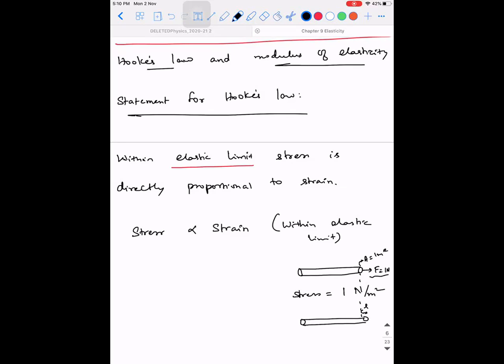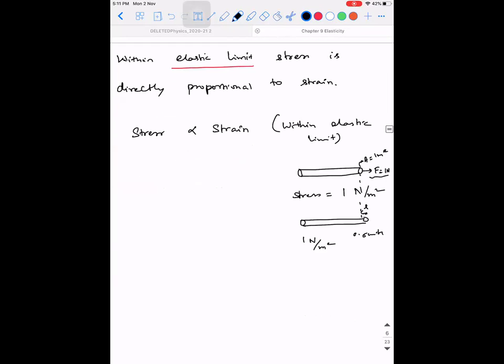Okay, let's say its length is increasing. When I apply a force of 1 Newton, or a stress of 1 Newton per meter square, I can observe that the length increases by 0.5 units. If I increase the stress to 2 Newton per meter square, what should the proportional increase be? 1, yes. So it will become 1 unit. If I increase it to 3 Newton per meter square, it becomes 1.5 units.